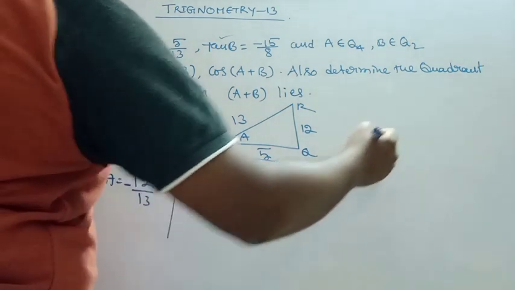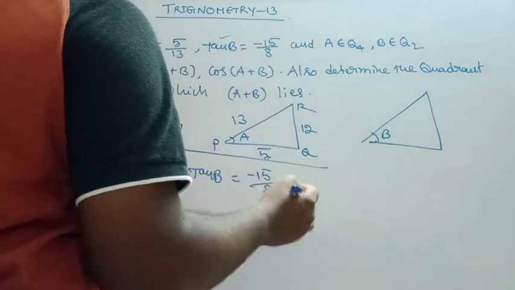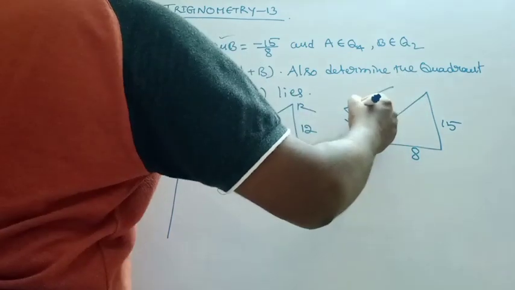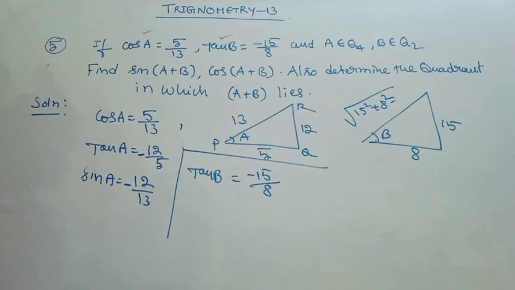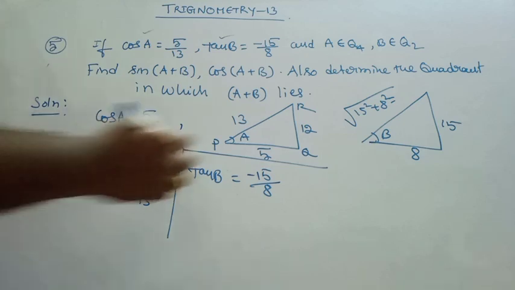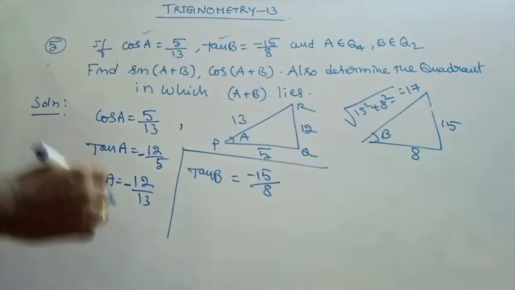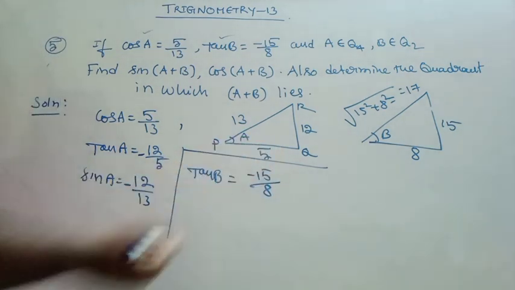Once this is so, now we take angle B. This is tan B, this is 15 and this is 8, and this is root over 15 square plus 8 square, like this. Once we compute that, the value is nothing but 17, I think so. Okay, fine. Now B is lying in quadrant 2, they have given, that's why tan is negative here.